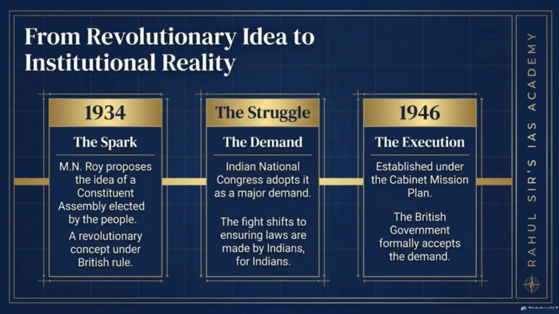At that time, this was a revolutionary idea. Remember, India was still under British rule. The British Parliament made laws for India, and Indians had very little say in deciding how they would be governed. The proposal of a Constituent Assembly was therefore not just about writing a legal document, it was about asserting India's right to decide its own future.